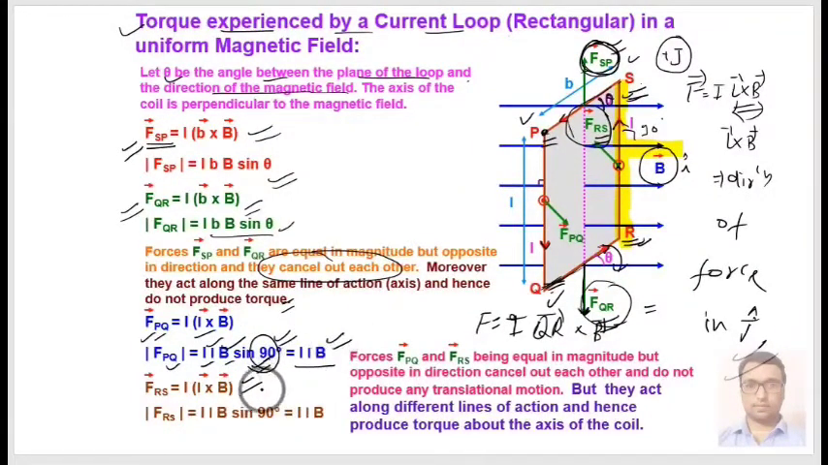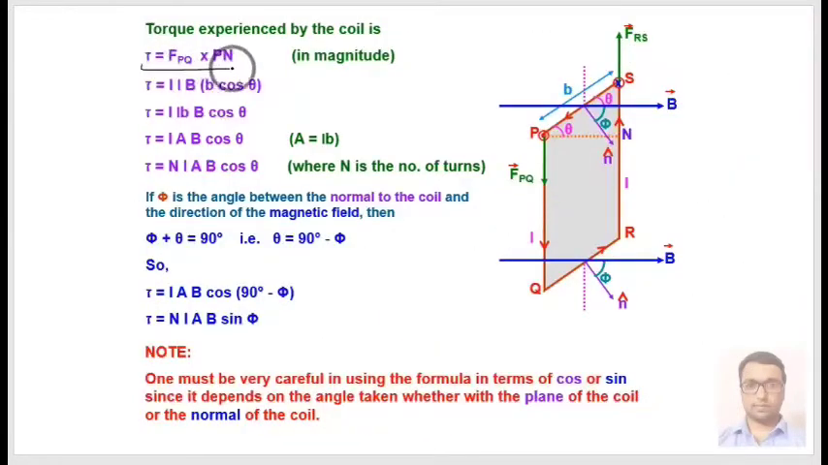So our answer will be ILB. And from here we can say that our expression for torque will be force multiplied by length of PN branch. So this force FPQ is ILB and length of PN will be b cos theta. Now try to understand length of PN. Means we are talking about this perpendicular length, this branch PN. So if this is your b, the hypotenuse, then its projection will be b cos theta.